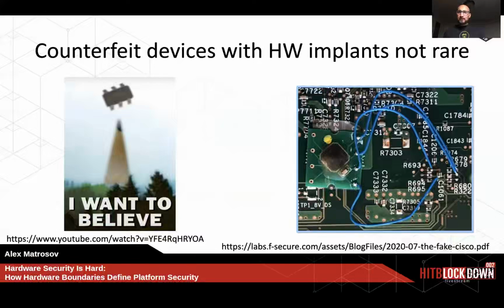Also, of course, you remember the Supermicro case, right? And it is very interesting. We got much more attention on hardware implants after this Bloomberg presentation. And I would say Bloomberg did a very interesting thing to wake up the world to pay more attention to this kind of threat.